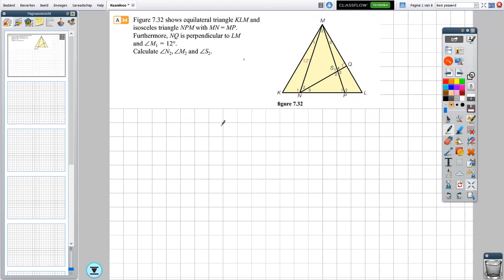Good day everyone, we're going to take a look at exercise 34 in this video.